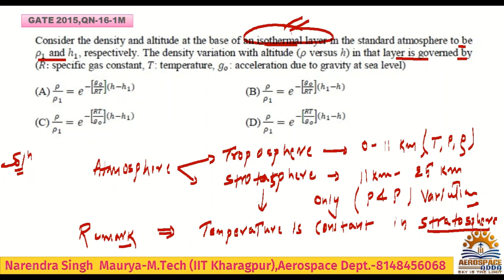So they can say stratosphere directly, or they can give an altitude between 11 to 25 kilometers, or they can say isothermal layer, because constant temperature means isothermal. You know very well: constant temperature means isothermal.